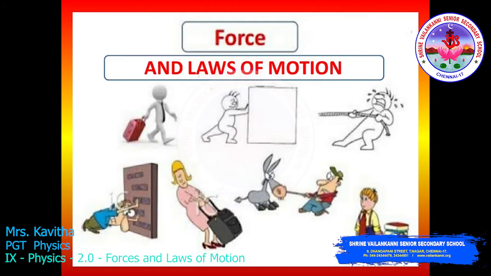Now, chapter 2, forces and laws of motion. In the last chapter we studied motion of a body along a straight line, in terms of velocity, acceleration, and distance travelled by the body in a particular time. We know that the motion can be uniform or non-uniform. In the present chapter, we shall try to understand the cause of motion.